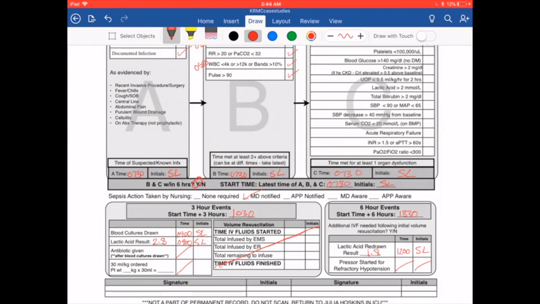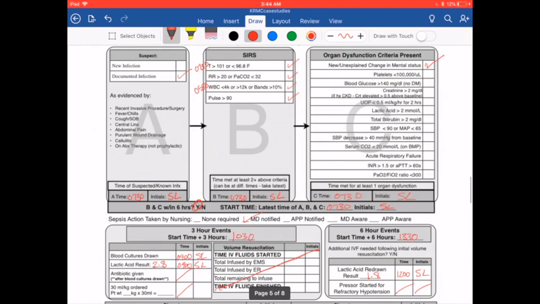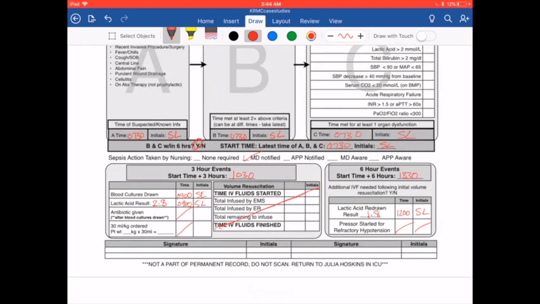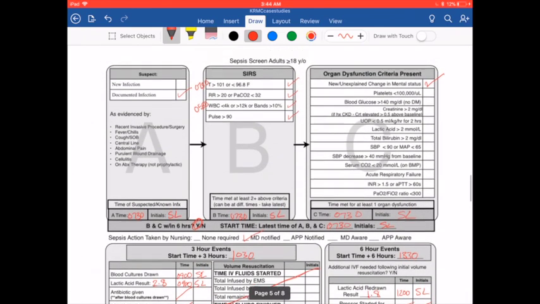So once again, just making sure that we're getting the lactic acid, because that is something that we're falling out on quite a bit. And then again, once you're done with this tool, just make sure that you're signing your name at the bottom, initialing, and then it's not a permanent part of the record, so just return it to the ICU. And that's what I've got.